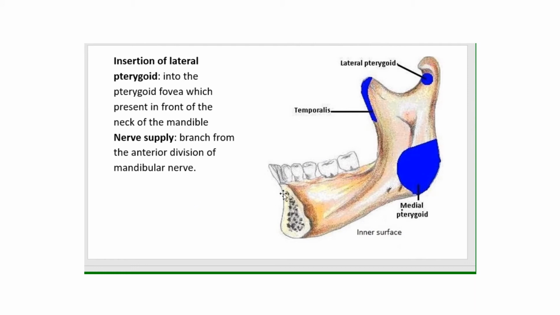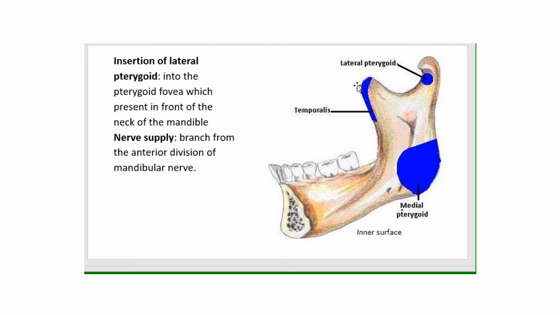This is the insertion of medial pterygoid muscle into the inner surface of the ramus of the mandible. This is the inner surface of the mandible. This is the ramus. This is the insertion of medial pterygoid muscle, corresponding to its insertion from the outside is the insertion of masseter muscle.